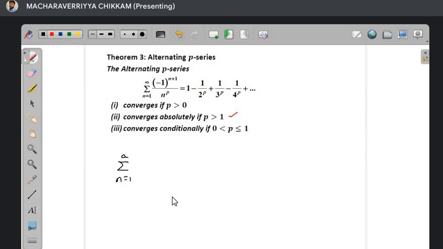So if you're given summation n equals 1 to infinity of minus 1 to the power of n, 1 over the fifth root of n, what can you say about it? Absolutely? Why? P greater than 1? What is p here? Less than 1. What is p here? 1 by 2. This one can be rewritten like this: minus 1 to the power of n, and this is 1 over n power 1 by 5. Fifth root means n power 1 by 5. Now you tell me. Conditionally converges. Yeah, correct. So this conditionally converges.